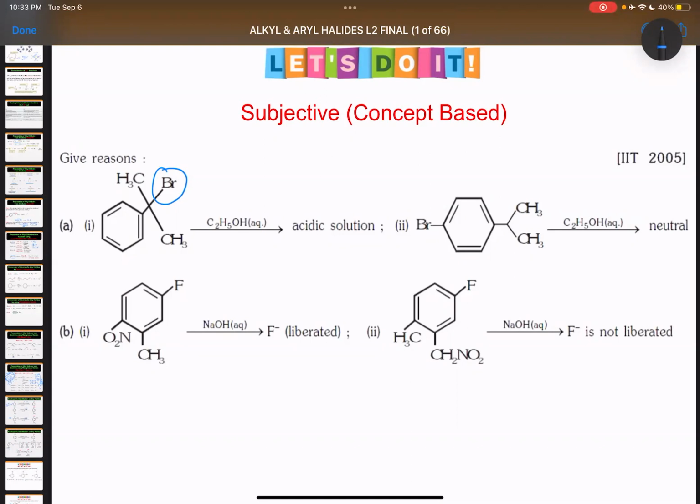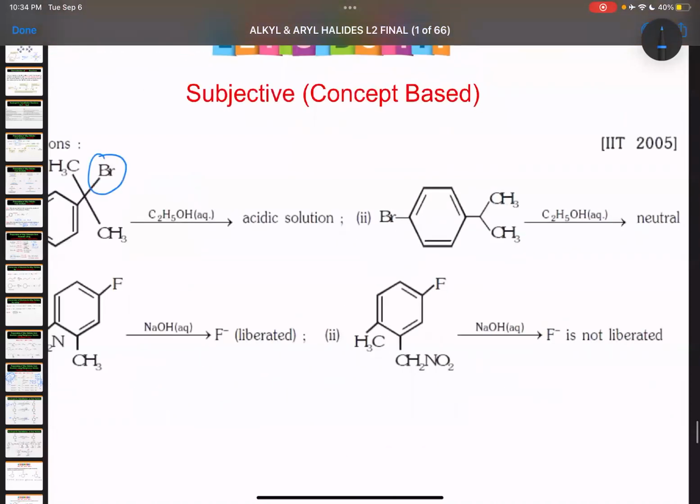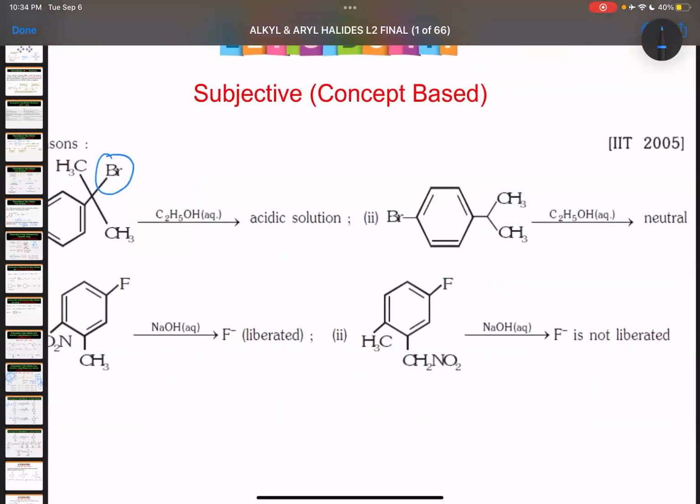Got it? Yes, sir. But what about the second? What mechanism is the second? Sir, SN2. Yeah, that is bimolecular. So that can't happen actually because the temperature and all are not given. You can see that just ethanol is given. That will not make it happen. It is SNAr, so it will remain neutral because Br is not coming out, so the reaction will not happen.